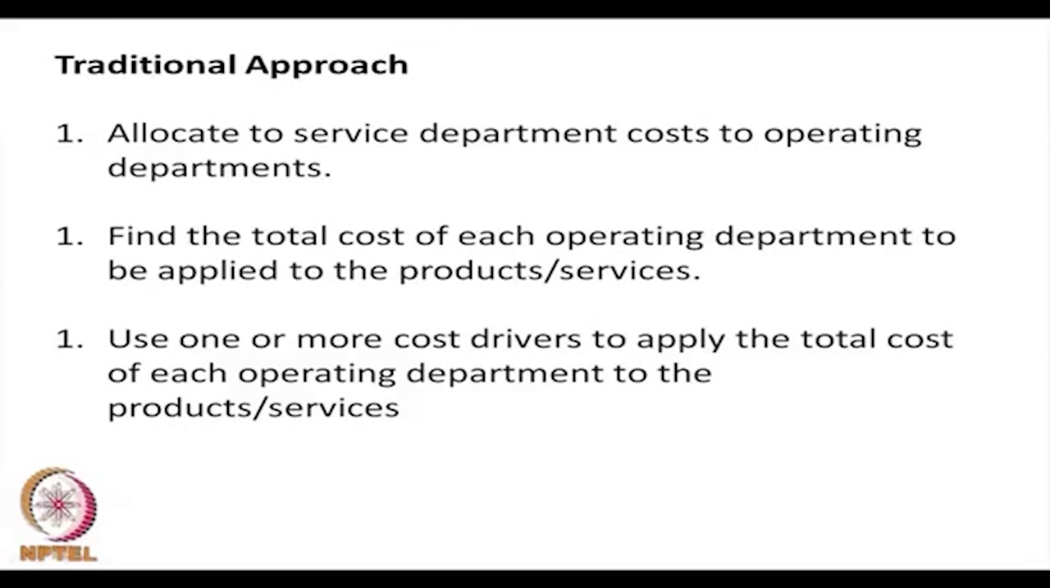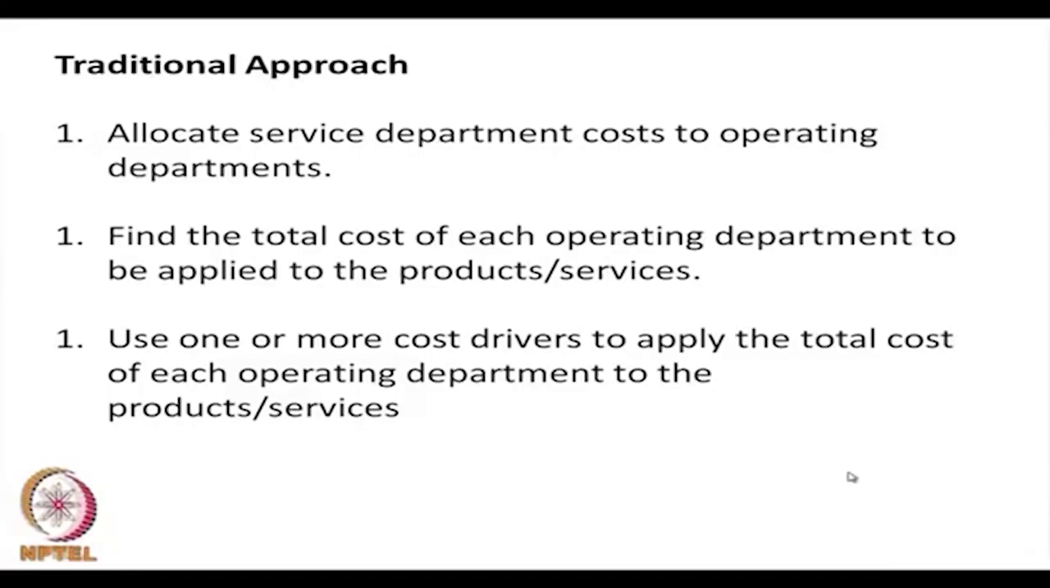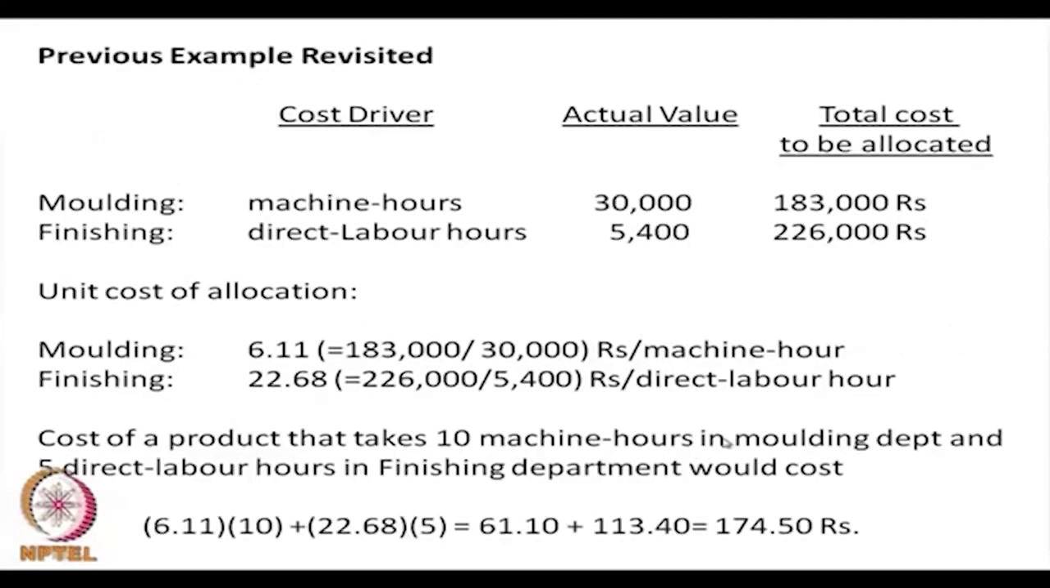The traditional approach is allocate service department's cost to operating departments and to find the total cost of each operating department to be applied to products and services, and finally, apply the total cost of each operating department to products and services. Now, let us take the same example to illustrate our point.